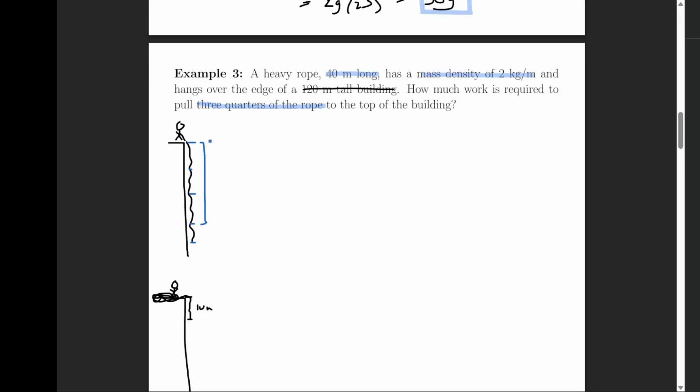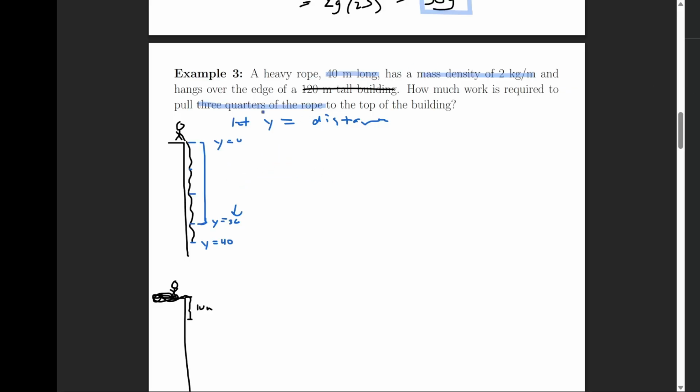So again, let y equal the distance from the top. You get the idea. So up here, y equals 0, and then since we're only looking for 3/4, y is going to equal 30, and then the final is y equals 40. And just in case you're wondering where I got the 30 from, it's 3/4 times the total, which is 40. Because that's 10, so that's 30.